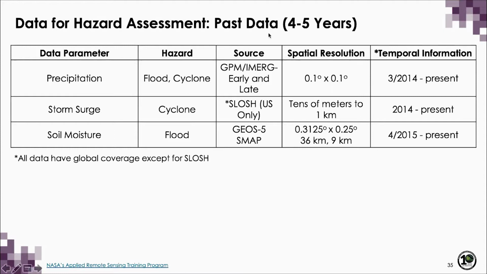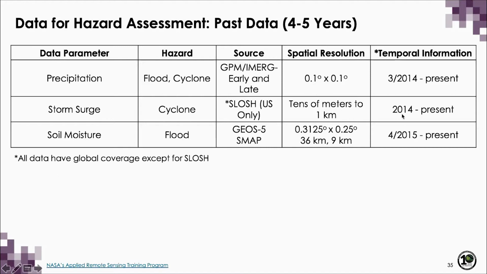Also, there are data sets available for the last 4 to 5 years from these sources. Precipitation, again, as we mentioned, from GPM alone is available from March 2014, but the long-term data set is also available, all the way from 2000, so that can be used too. Storm surge is available from a NOAA model called SLOSH, which is useful for cyclones, with resolution of tens of meters to a kilometer.